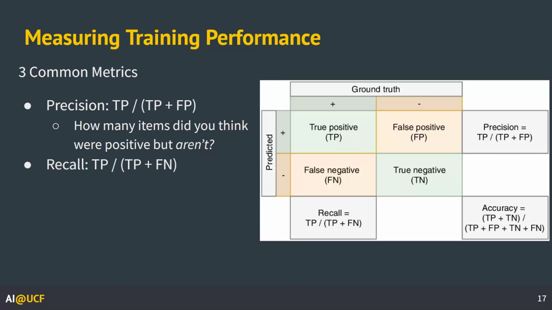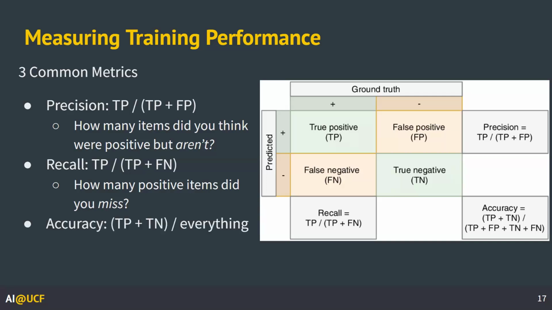Another one is known as recall. Recall is the idea of all the things that are actually positive, how many did you get? To use the bag of marbles example, of all the red marbles in the bag, how many of them did you grab? And then finally, we have accuracy, which I think is relatively understandable. It's basically a measure of how correct you were overall. It's like if you took a test, how many times were you actually correct versus all of the data.